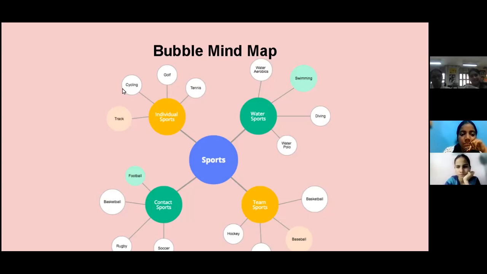Then cycling. You are cycling. At the most, you may keep your friend or your sister or brother at the back, but they are not pedaling. You are the person who is pedaling, so again it is an individual sport. Then track. If you are running on a track, again it is an individual sport. Your track is your track, so you have to run on your track, right?